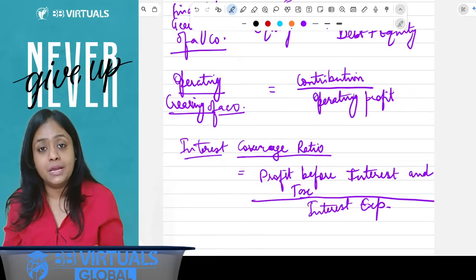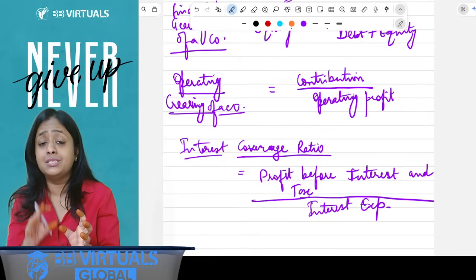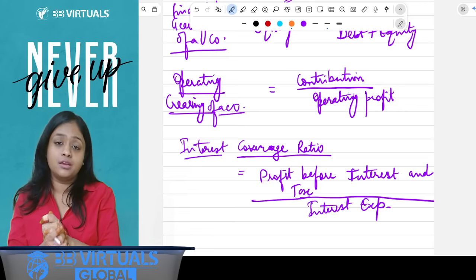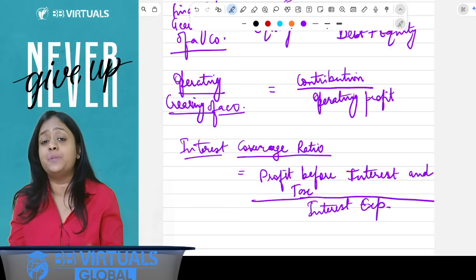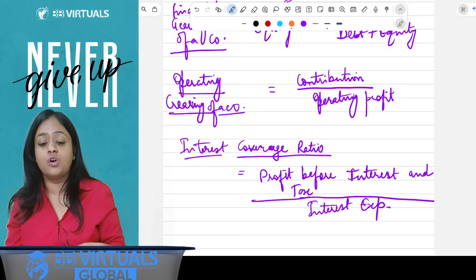When we come to operating gearing, operating gearing means the day-to-day expenses which really affect the earning capacity of an entity. Which expenses are affected? Fixed cost. So operating gearing is linked to the fixed cost of an entity.